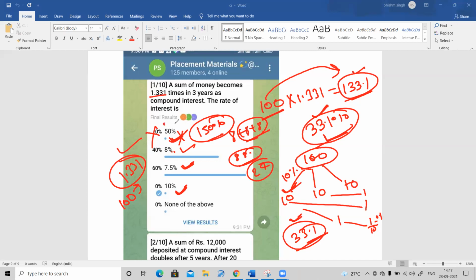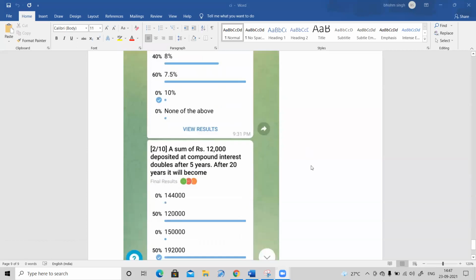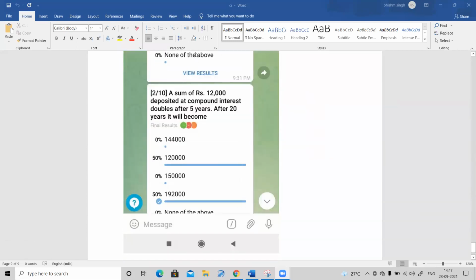Okay, first option never possible, second also not possible, third not possible because second not possible. Only we will try the fourth one, so 10% will come, the correct answer. So now everyone will come to question number 2 here. Okay, see, what is question number 2 here?